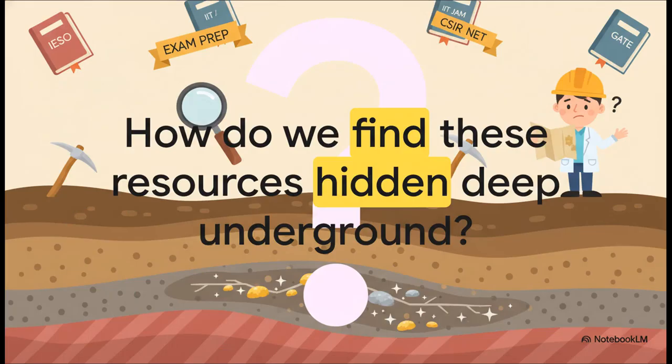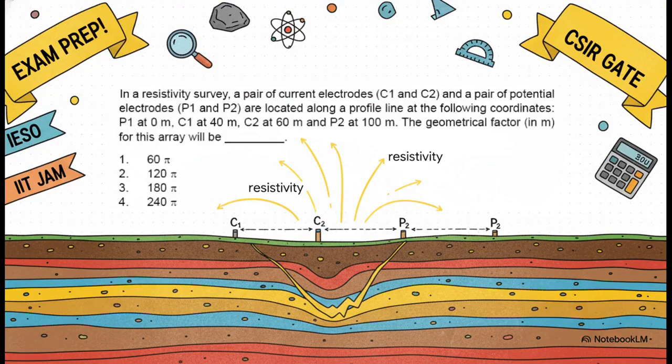But that leads to the big question, right? How in the world do you find these resources when they're buried deep underground? You can't just start digging everywhere. You need a way to see through solid rock. And the answer is geophysics. We use all these clever techniques, like resistivity surveys, to basically build a picture of what's going on down there. So a question like this on an exam, it's not just some abstract math problem. It's a simulation of how we use physics in the real world to find buried treasure.